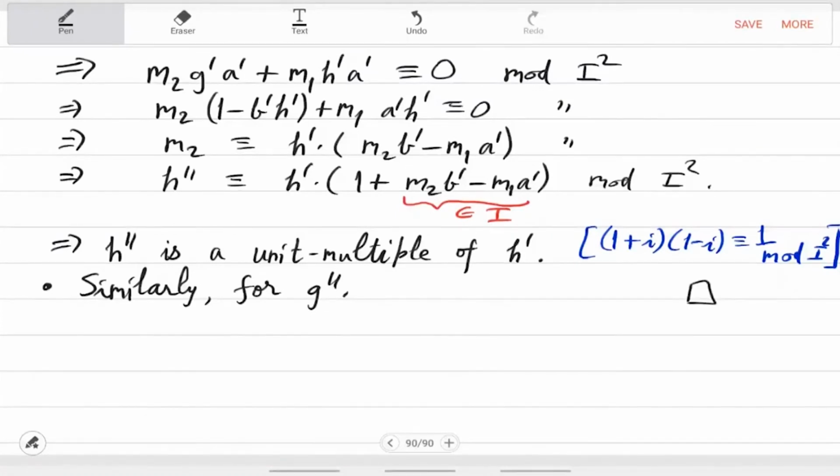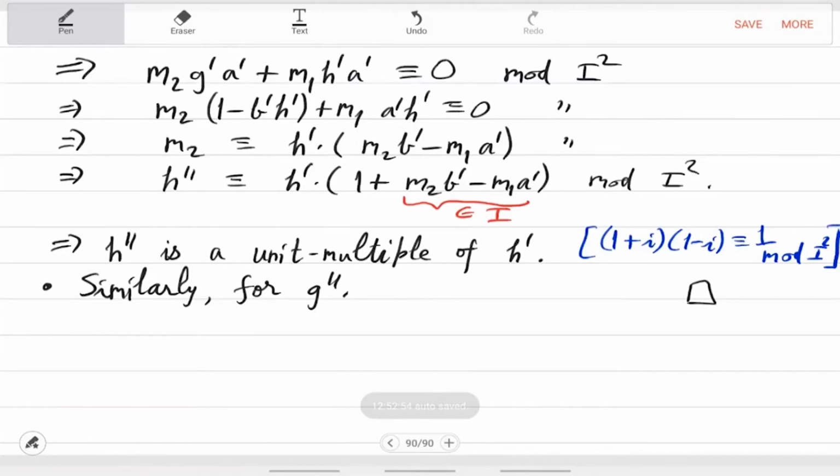Right, so we have proved everything that was claimed. G prime, H prime have a very simple form. They are co-prime, and there is no other solution. So that completely solves this problem of lifting.